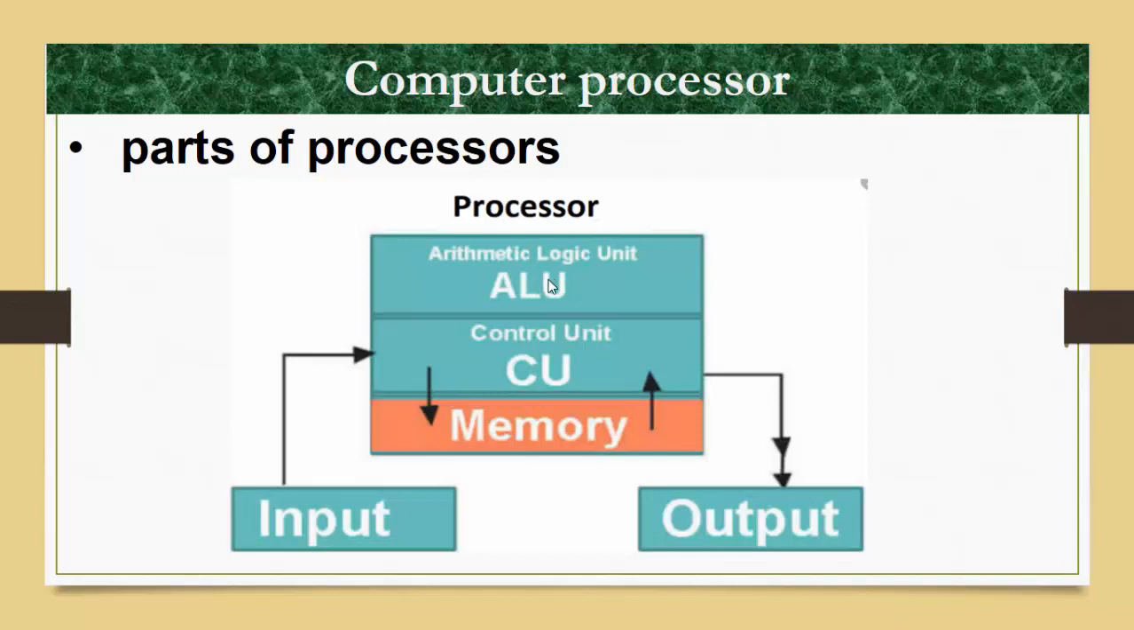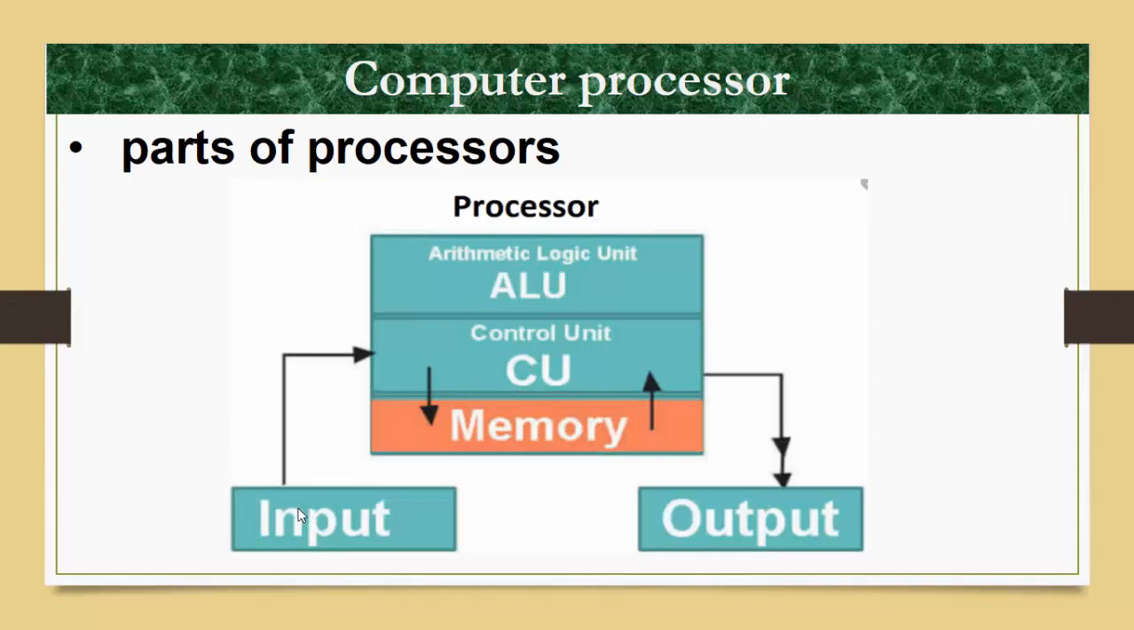The arithmetic logic unit or ALU, the control unit or CU, and the memory, we will discuss all of them separately on the next page. Students, this figure shows the input devices. They are not components or parts of the processor, and here are the output devices. The output devices are also not parts of the processor, but this section that is divided into three parts shows the parts of the processor.